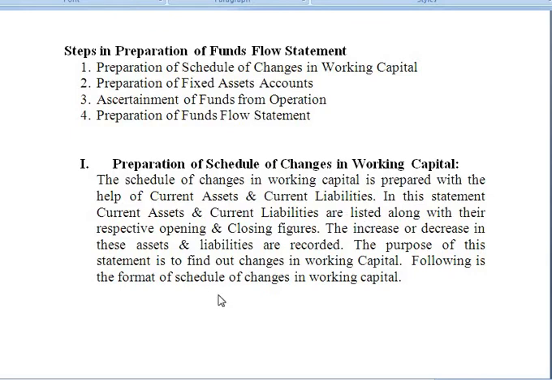Here you can see the schedule of changes in working capital is prepared with the help of current assets and current liabilities, and in this statement current assets and current liabilities are listed along with their respective opening and closing figures. The increase or decrease in these assets and liabilities are recorded, and the main purpose of this statement is to find out what changes occurred in working capital. And here is the format of schedule of changes in working capital.